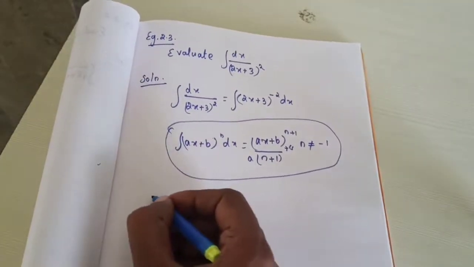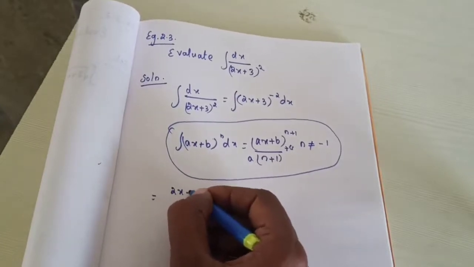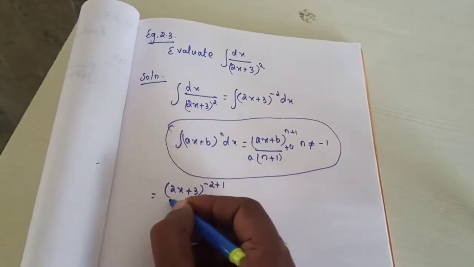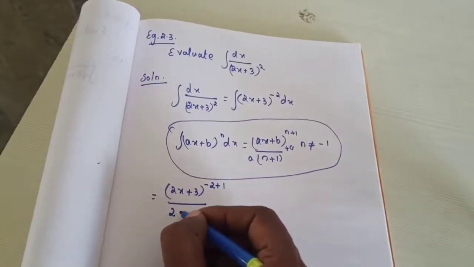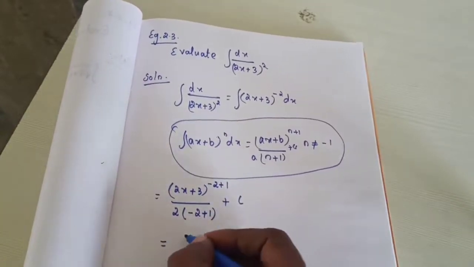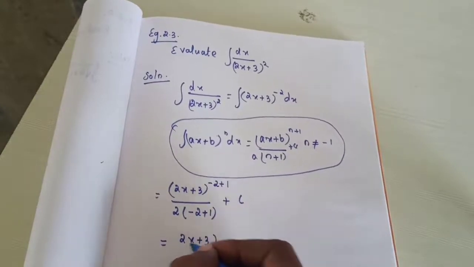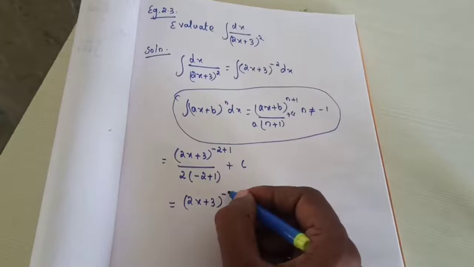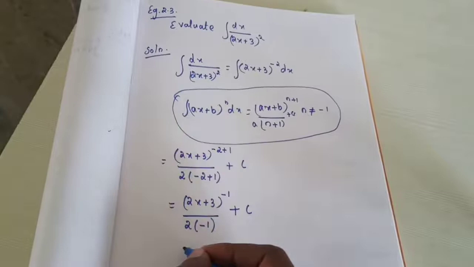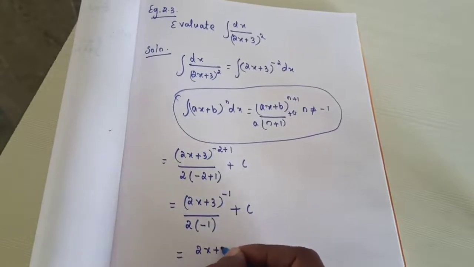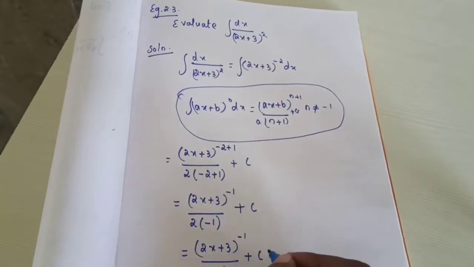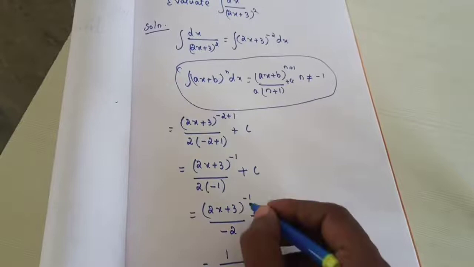Now apply. That's equal to (2x + 3) to the power minus 2 plus 1, is it right? Divided by, what's the a value? 2 into (minus 2 plus 1), plus c. Okay, that's equal to (2x + 3) to the power minus 2 plus 1, which means minus 1, divided by 2 into minus 1, correct, plus c. Okay, that's equal to (2x + 3) to the power minus 1 divided by minus 2, plus c. Now you can bring this to the denominator.